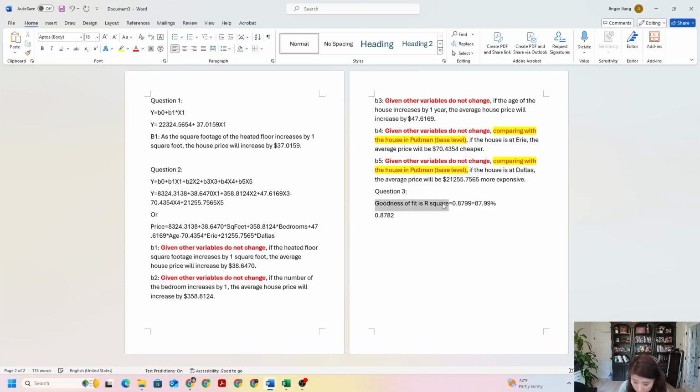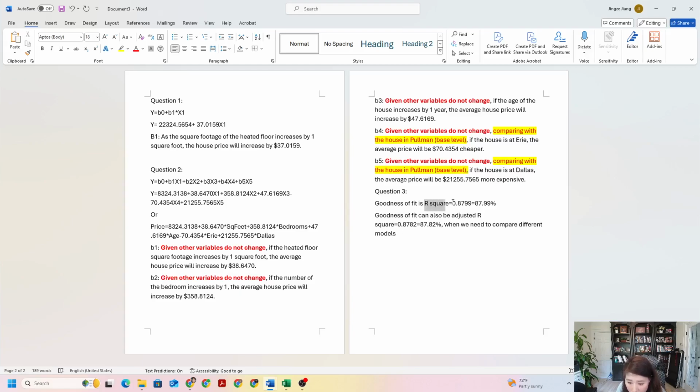Like I said, it can also be our adjusted R-square, so the goodness of fit is 87.82% when we need to compare different models. So we will use the second goodness of fit, the adjusted R-square, if you are trying to compare different models. If not, just use our R-square.